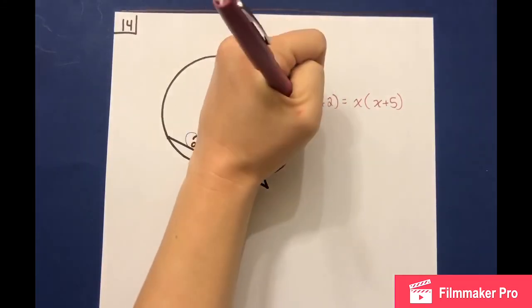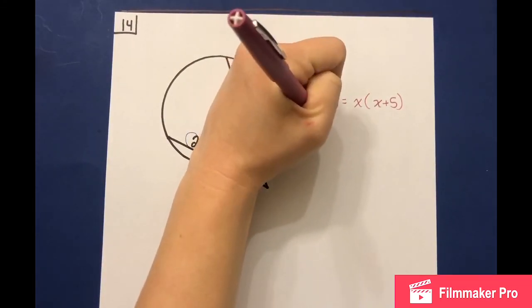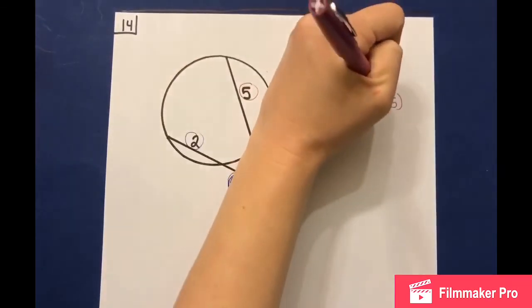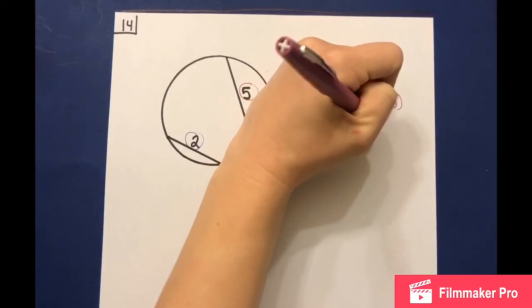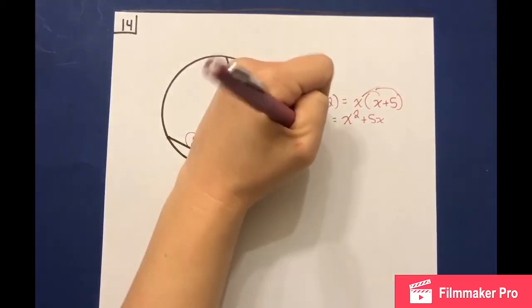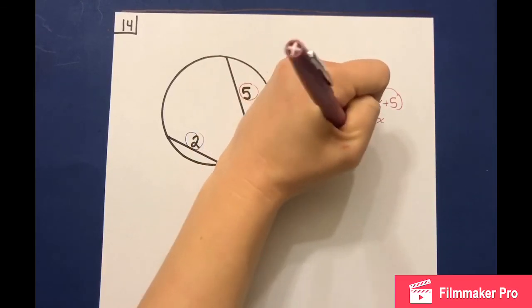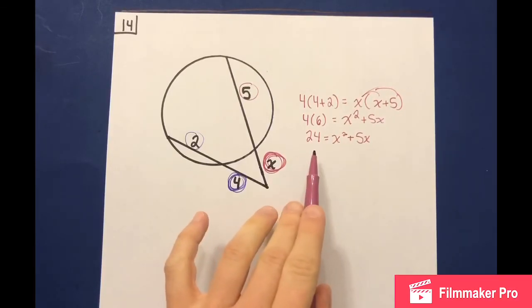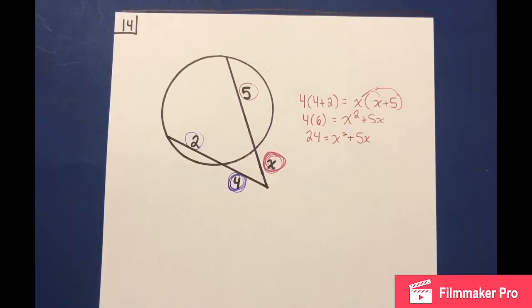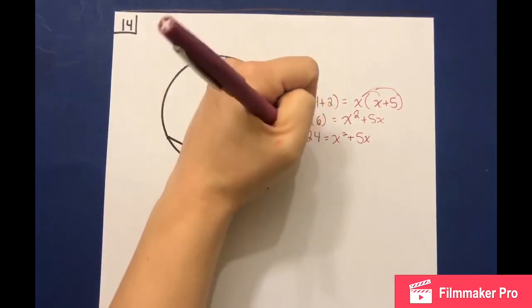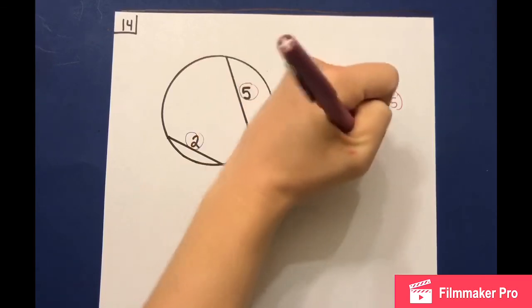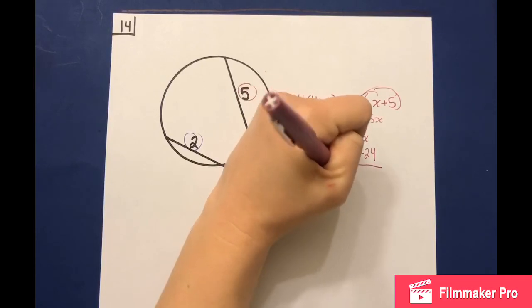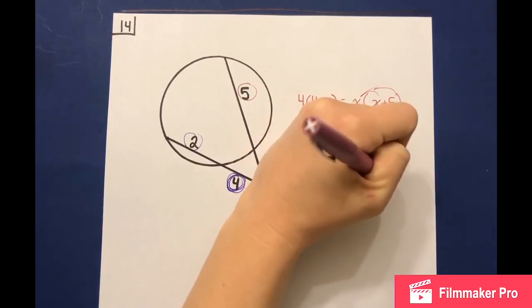So on this side, this is 4 times 6 equals, I can't really do anything but distribute the x here. So I'm going to get x squared plus 5x. This side is going to give me 24 equals x squared plus 5x. I have an x squared, I have an x, and I have a constant. They're not going to cancel out in this case, so I'm going to have to factor. So let me move the 24 over. I'm going to subtract 24 from both sides. So here I get 0 equals x squared plus 5x minus 24.